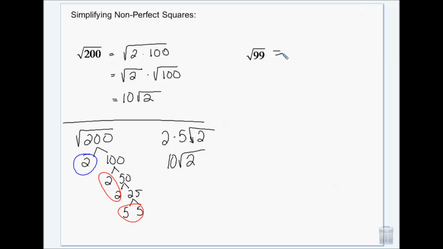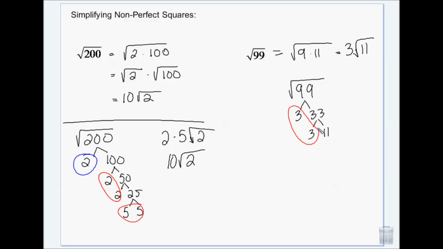And do the same thing with 99. Maybe I recognize that that divides by 9, and 9 is a perfect square. So what I can do is I can take the square root of 9, which is 3, and then leave the 11 behind. Or again, I can factor the 99. I have a matching pair of 3s, so the 3 comes out, and I have a leftover 11, which stays behind.